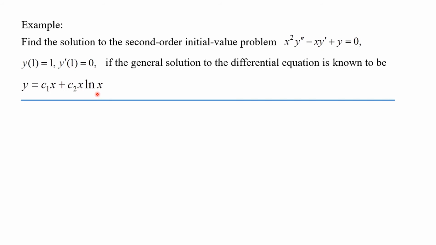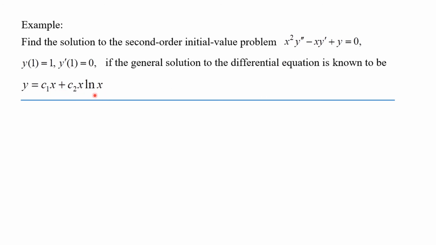So in this question, we are given a second order differential equation accompanied by two initial conditions, and therefore this whole set of problem is known as a second order initial value problem. And take note that for the initial conditions, they are set at the same common point x equals 1. And we are also given the general solution to this second order DE, which is y equals c1 x plus c2 x ln x.